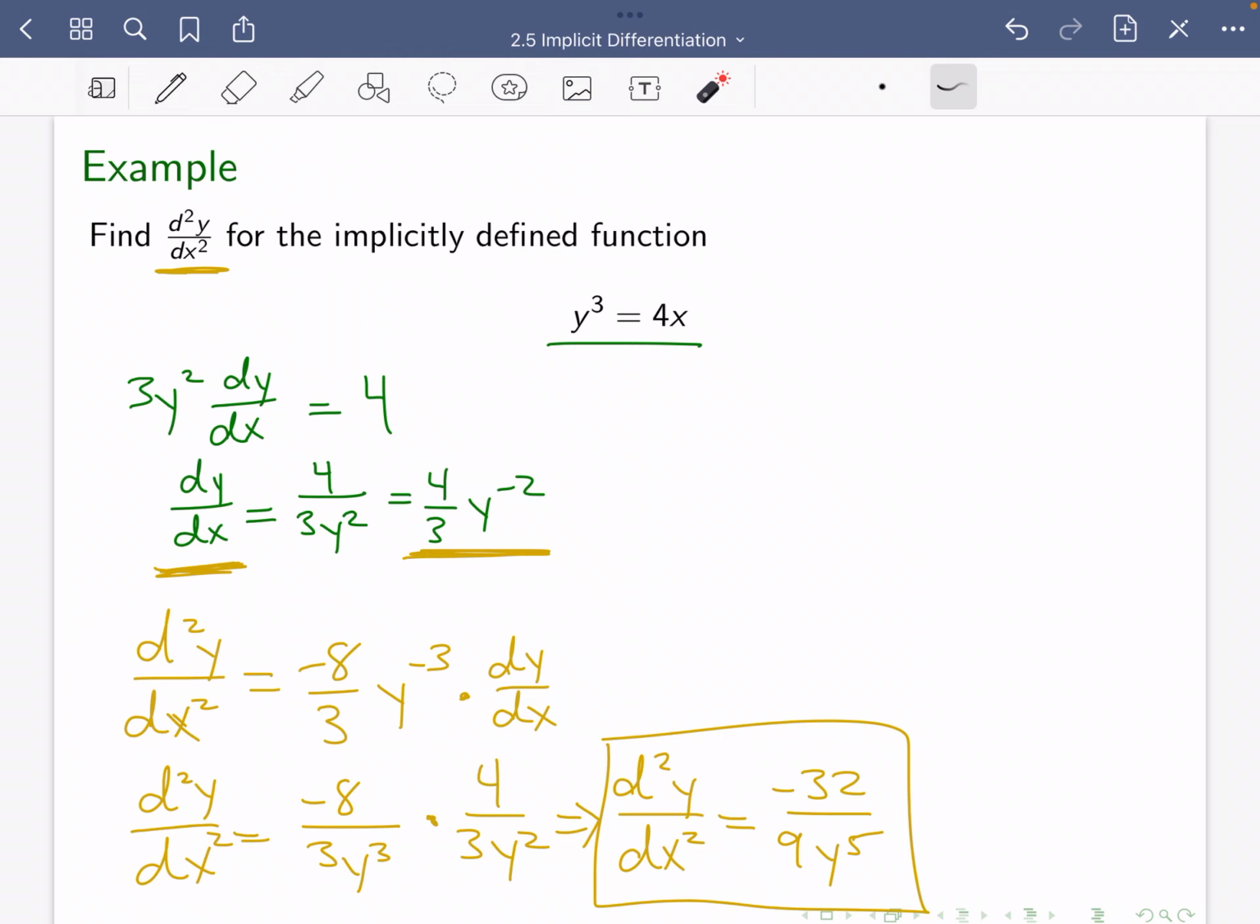Great. That is it for implicit differentiation. In our next set of videos, we are going to use these ideas and apply them to word problems, real-world kinds of settings where we are trying to find how some rates are related.